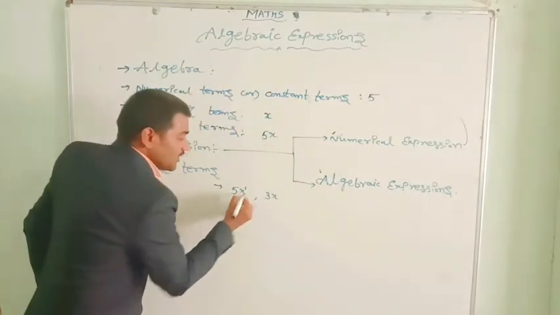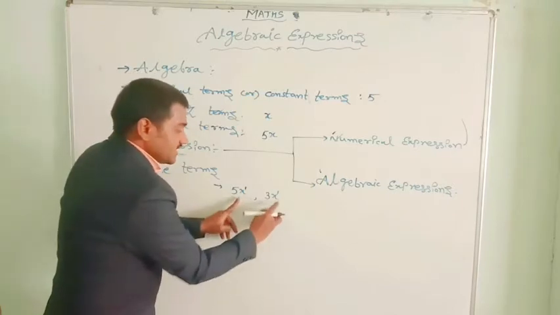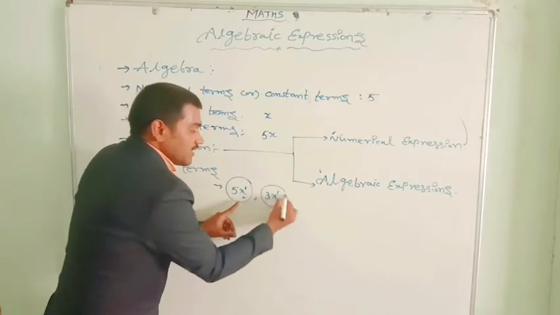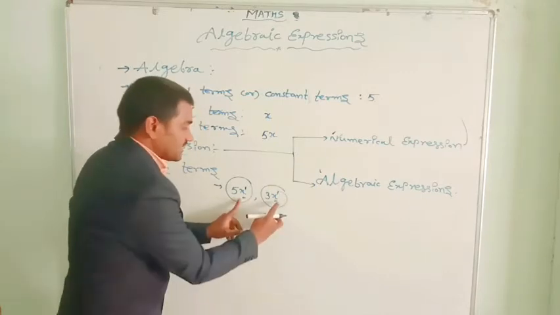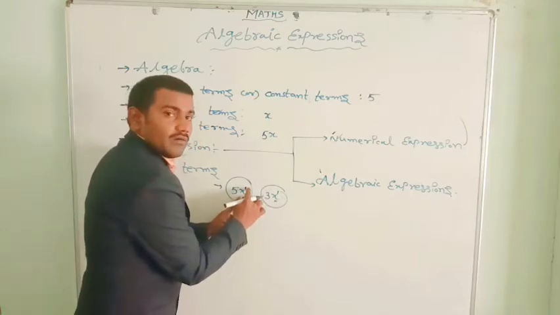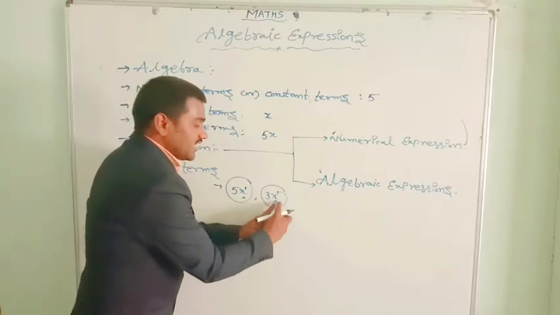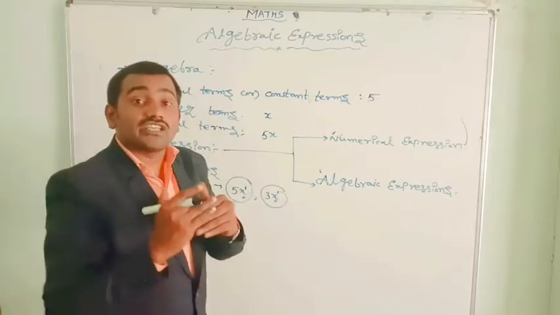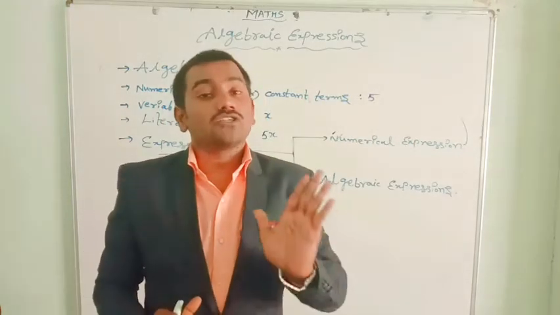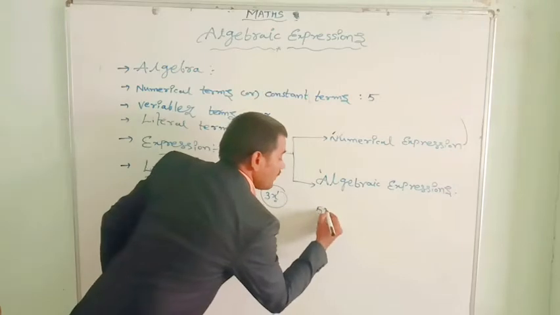Here x exponent is 1. Here x exponent is 1. So x and x, this contains the x variable, and this term also contains the x variable. x and x, same variable, and the exponent of x is 1. Here also the x exponent is 1. So they have the same variable and the variable has the same exponents. Then it's known as like terms. Let me write some more examples here.